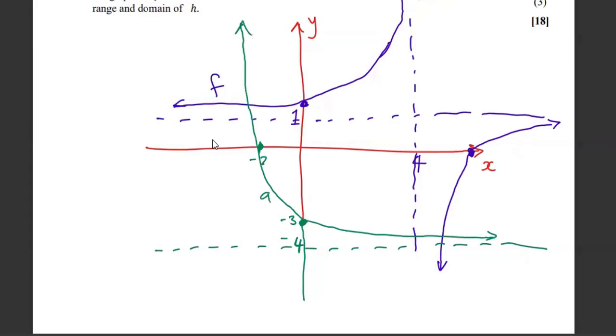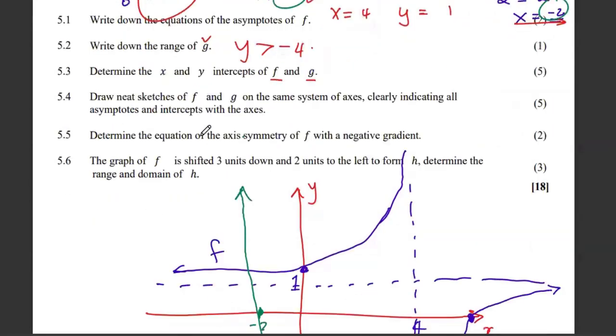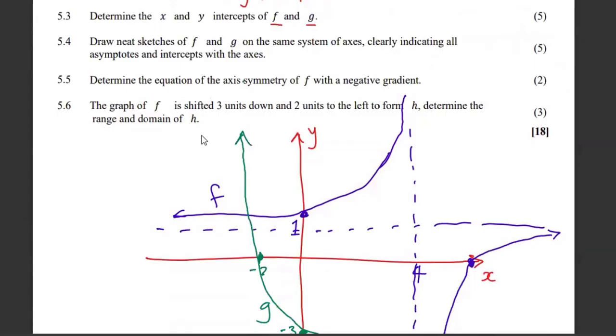Okay, so that is a G. Then determine the equation of the axis of symmetry of f with a negative gradient. So that will be y is -x plus c. The point of intersection of the asymptotes is a 4 and a 1.